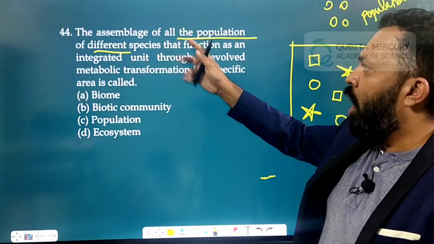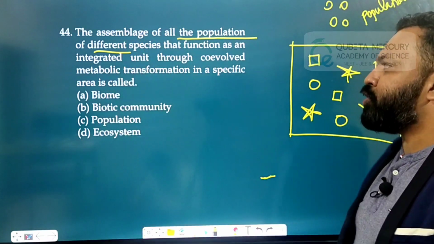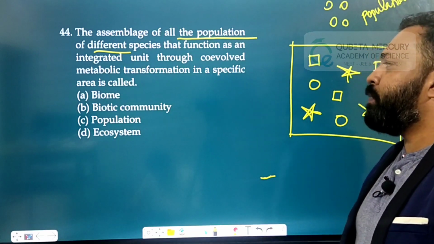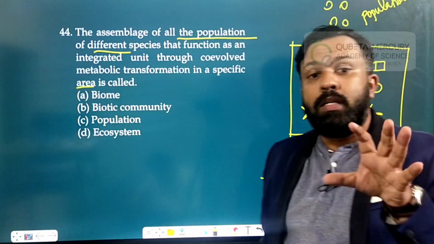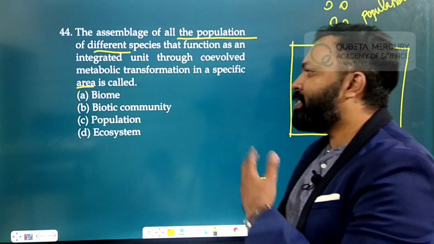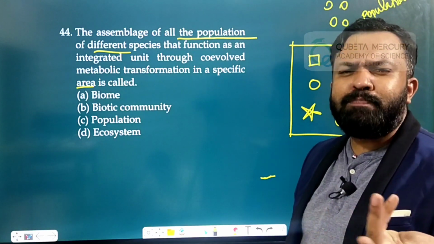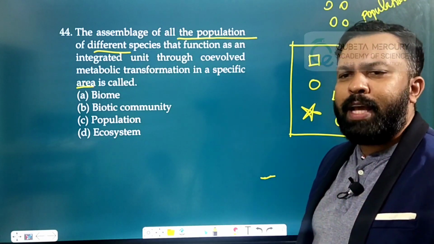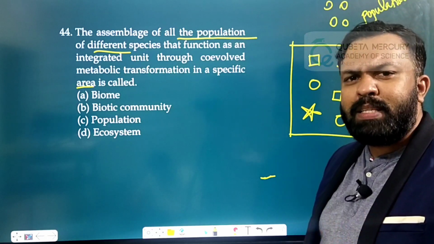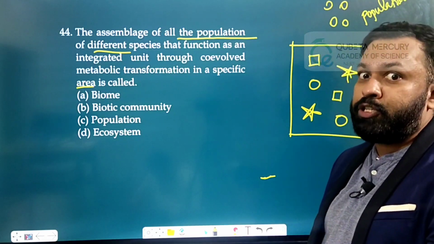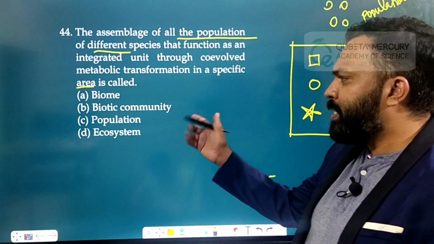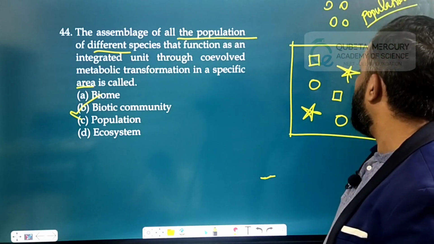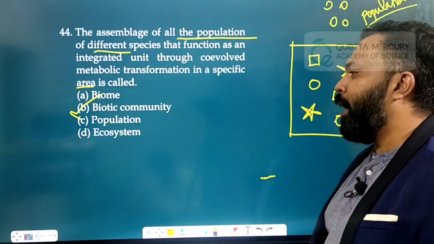Then the assemblage of all the populations of different species that function as an integrated unit through co-evolved metabolic transformation in a specific area. The different populations living together in an area is called biome? No, biome is a special type of ecosystem, a large ecosystem with an over-dominating population. The forest can be taken as an ecosystem or can be treated as a biome, right? Biotic community, that is our right answer. A group of the same species is called the population, and a group of different populations is called the community, the biotic community.